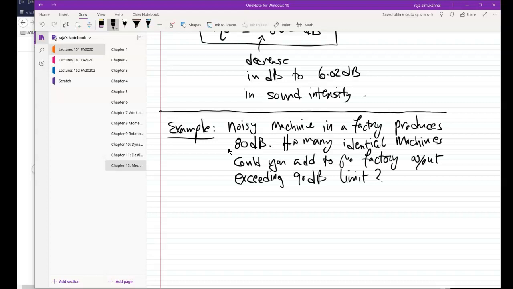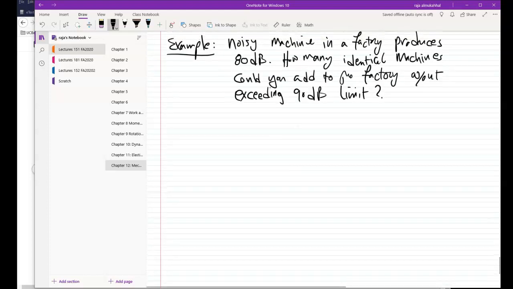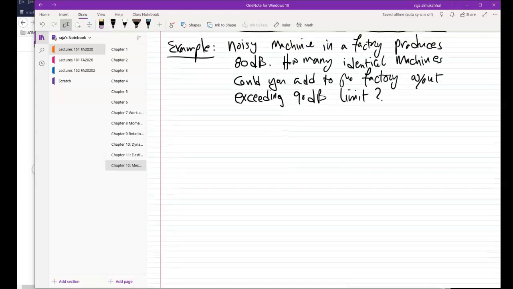So let's say if you add it up, it's not going to be 160, or they add up logarithmically. So this is what we're going to be doing, okay? That's why I find this example very interesting. So make sure you understand what the example is.